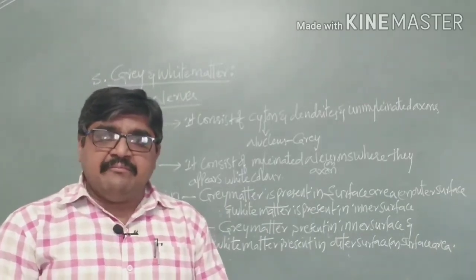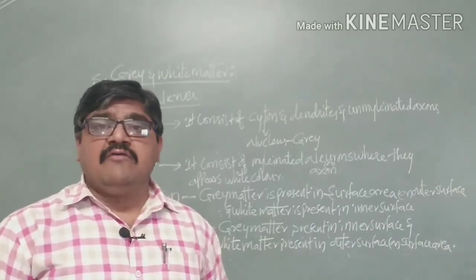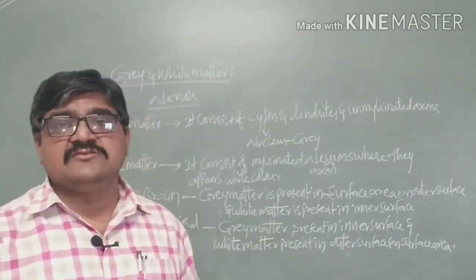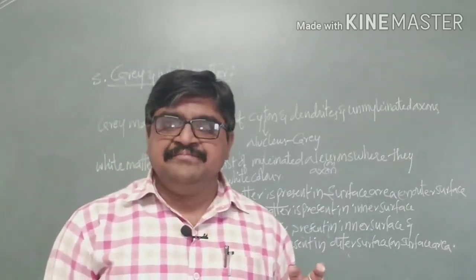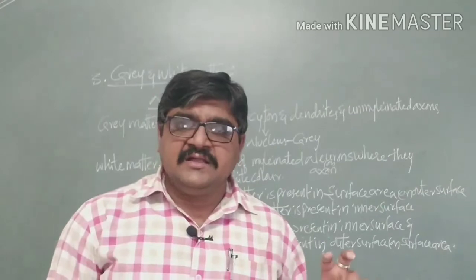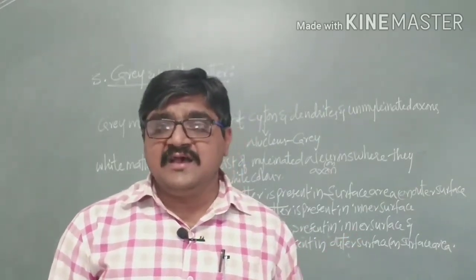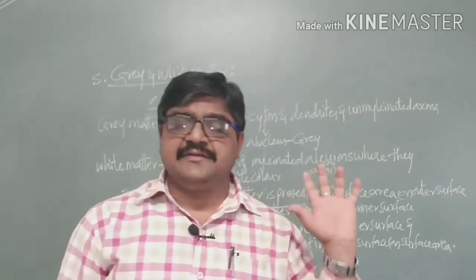And coming to the next one, these are the three protective layers surrounding the brain as well as the spinal cord, along with the cranium or vertebrae. They also protect. The three structures are the meninges, the cerebrospinal fluid, and the gray as well as the white matter.